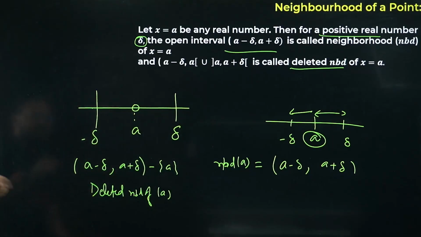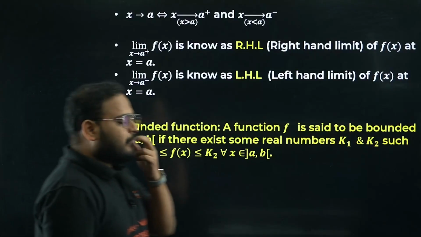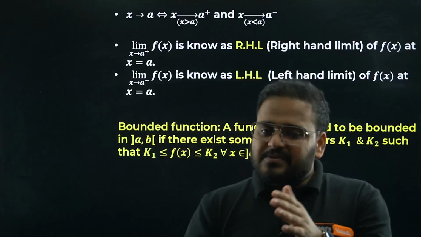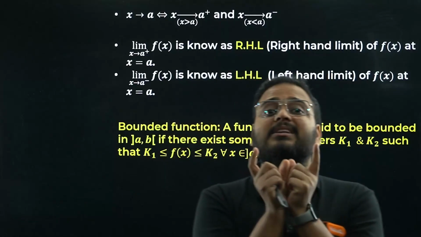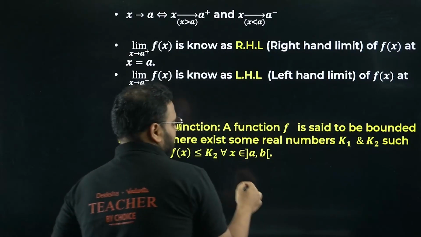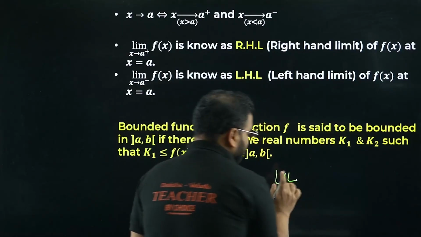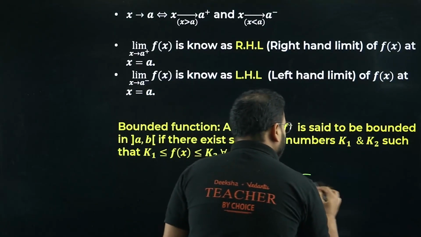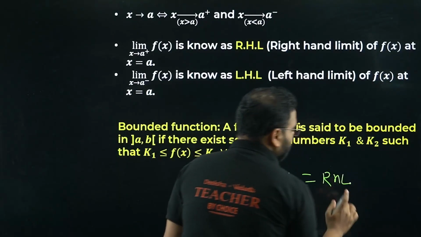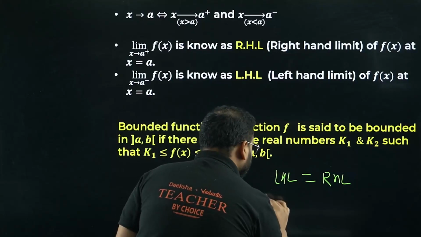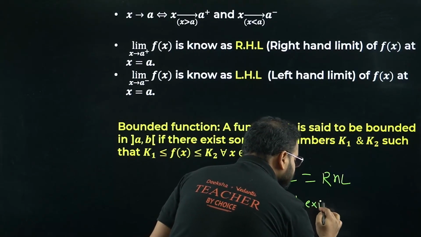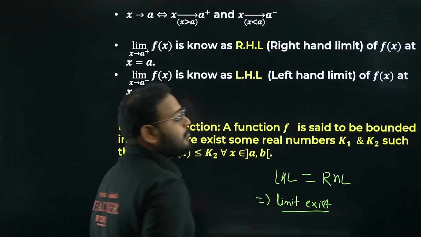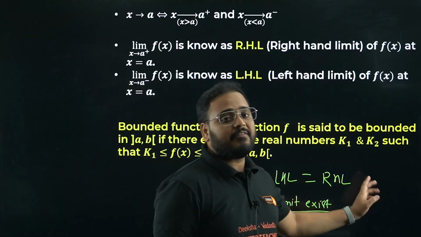Please check now. Let's move on. So now we are moving to LHL and RHL. Once we find these values, LHL and RHL, and if they are coming equal, we call the limit exists. Basically, if I have the LHL value existing and it is equal to the value of RHL, what does it mean? It means the limit exists.